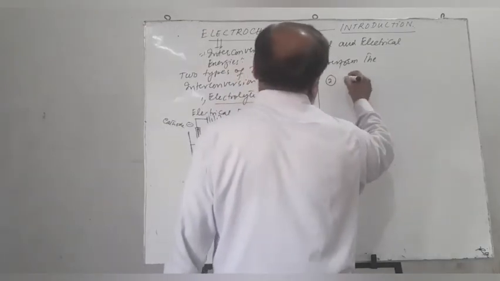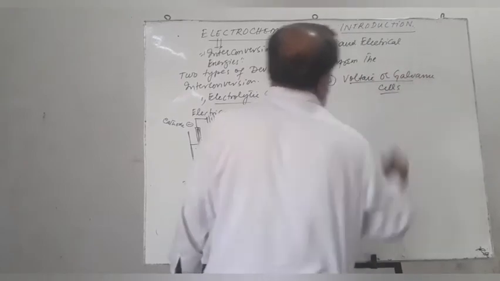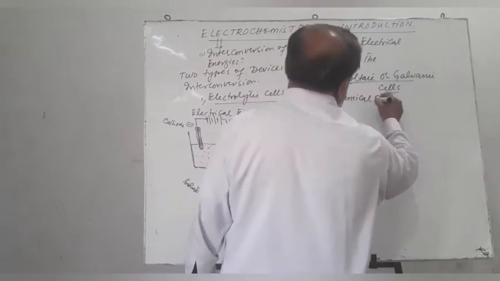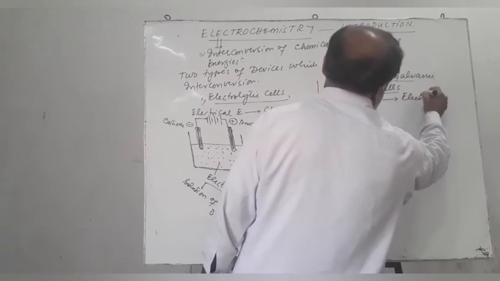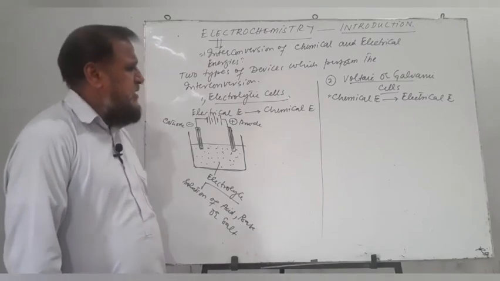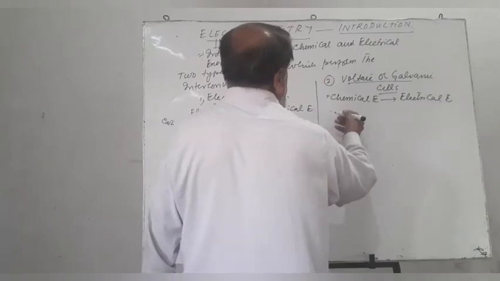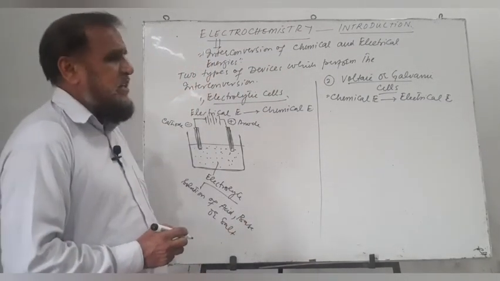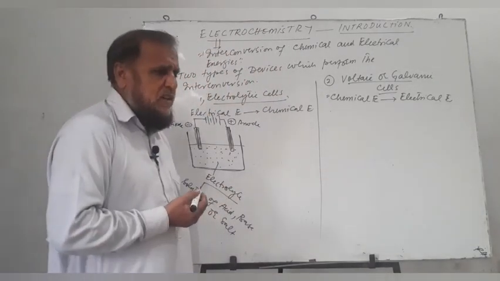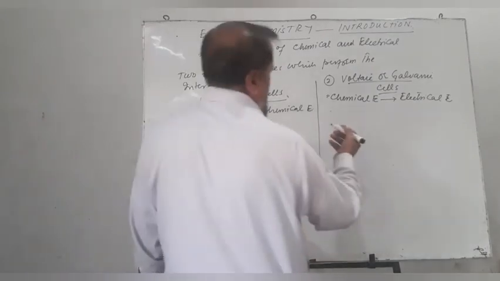The second type of devices are known as voltaic or galvanic cells. These are the devices which convert chemical energy into electrical energy. In these cells, a spontaneous chemical reaction takes place and it produces electrical energy. Now, in these cases, there are also two metal plates which are dipping in the solution of their own ions. For example, copper electrode may be dipping in a solution of copper sulfate and zinc electrode may be dipping in a solution of zinc sulfate, as is done in Daniell cell.